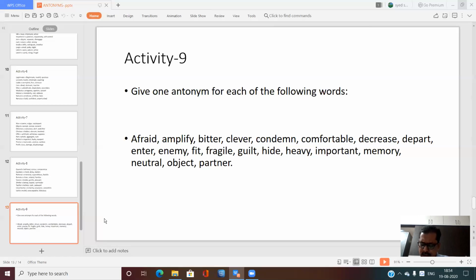Fifth one, he acknowledged his role in the crime. He denied his role in the crime. Acknowledge, opposite word, deny. Next, most of the government departments are very efficient. Efficient, opposite word. Most of the government departments are very inefficient.